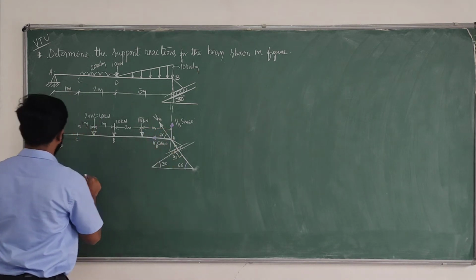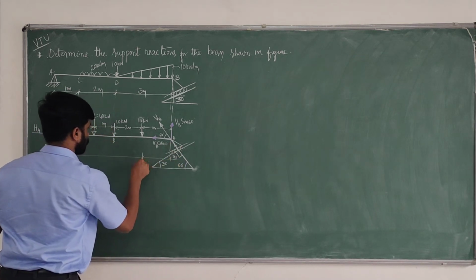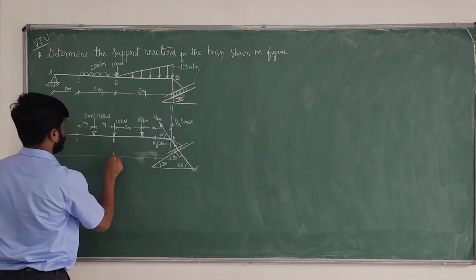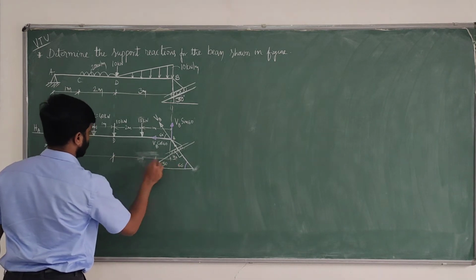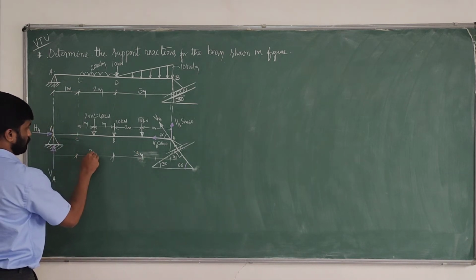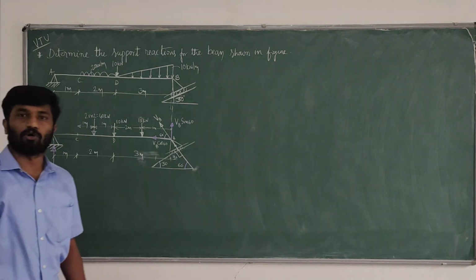The total is very simple. You just take over here. So up to here, up to D, this total is 3 meter. And this is 2 meter. And this is 1 meter. This is regarding the free body diagram.